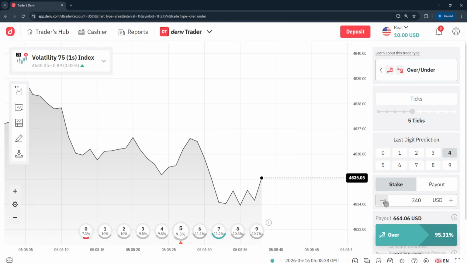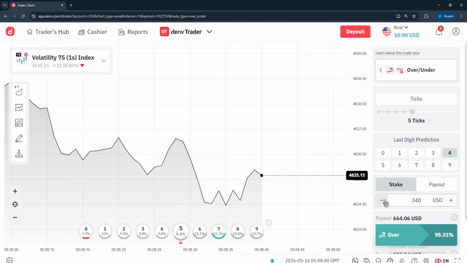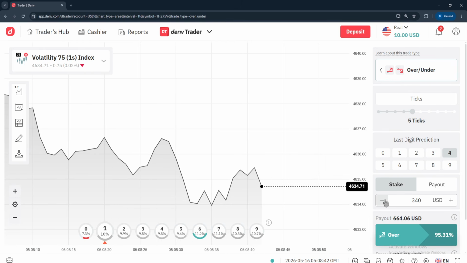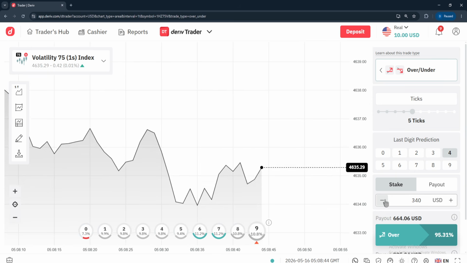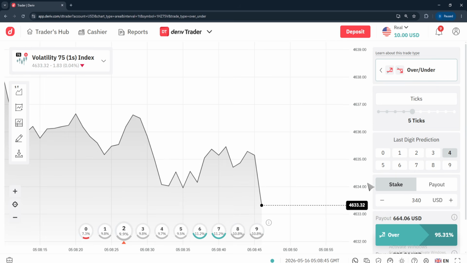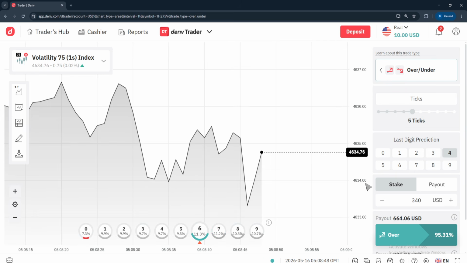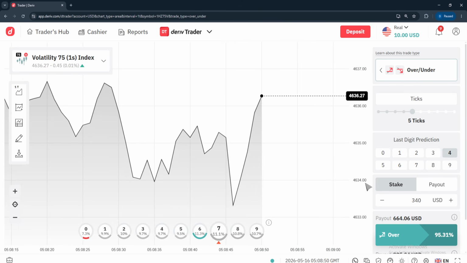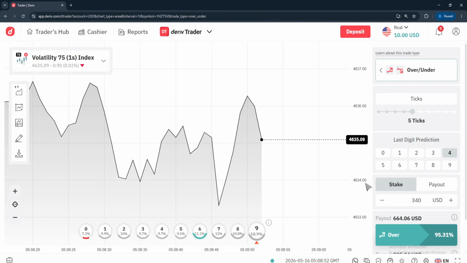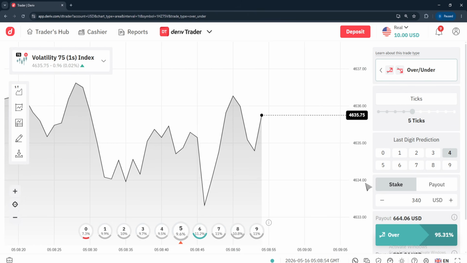In today's video, I'll be looking at can you grow a 10 USD account trading over under manually in Deriv. In this illustration, I'll be using over under. I'll be trading over 1 and under 8 specifically, because those two trade types are very favorable and not quite risky, and they favor a lot of beginners.